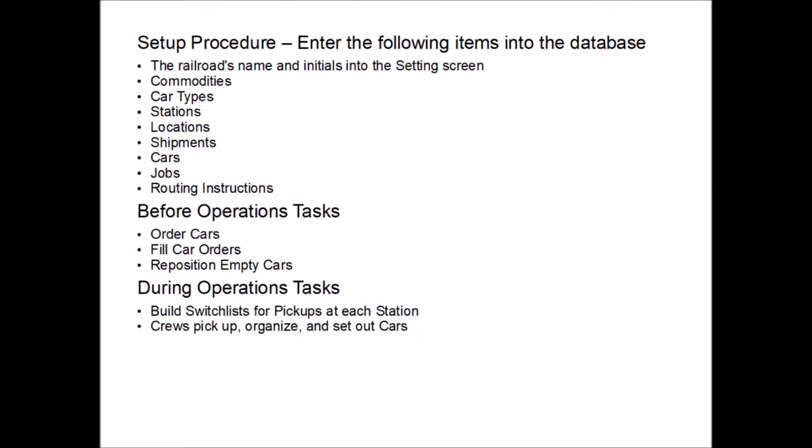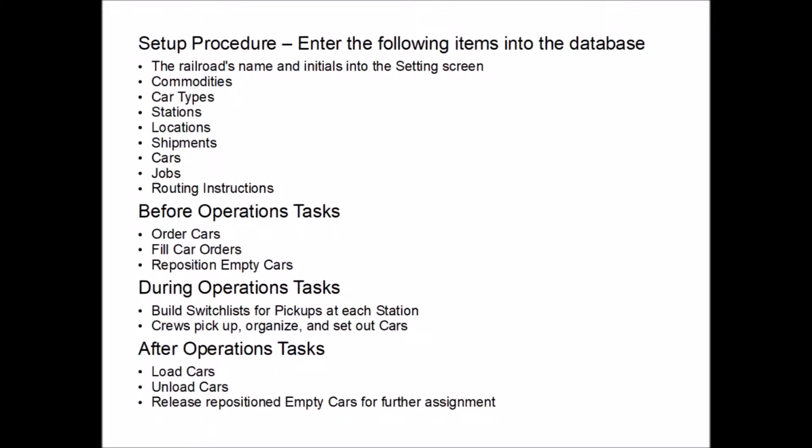Once those tasks have been done, you can start running your trains. To do that, you go to each station and generate switch lists for the trains that will pass through that station, telling them what those jobs will be picking up. Once those switch lists have been generated, then the crews can run their trains. And using the switch list information, they'll pick up cars as specified, organize the switch list if they wish so it matches the physical arrangement of the cars in their train, and then they set out cars.